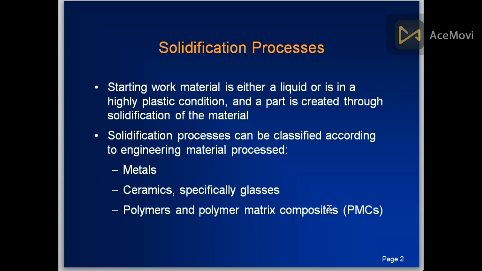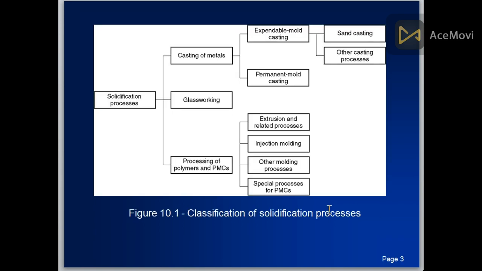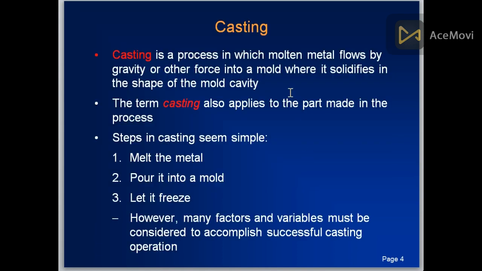I hope you have done your assignment about polymer matrix composites. Solidification process is divided into casting of metal, glass working, and processing of polymers and PMCs. Casting of metal is divided into expendable mold casting and permanent mold casting, and expendable mold casting is also divided into sand casting and other casting. Processing of polymers and PMCs includes extrusion and injection molding. We will discuss it later. Now we move toward our main topic, casting.